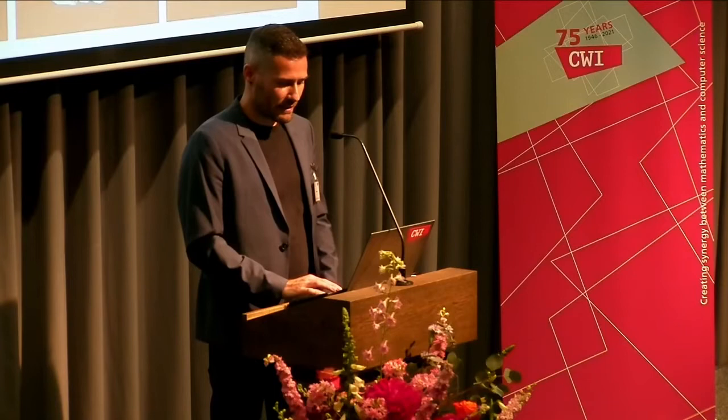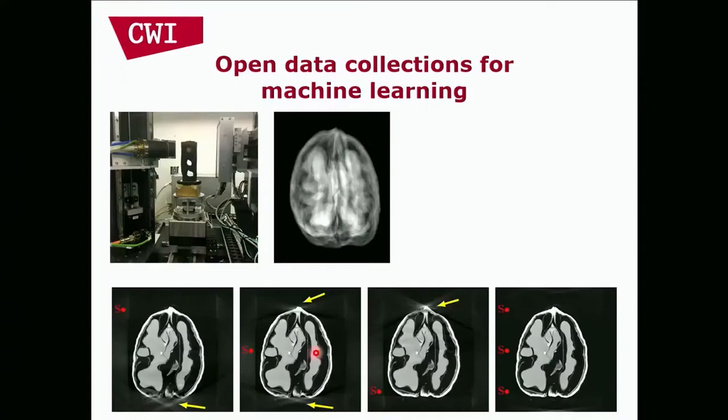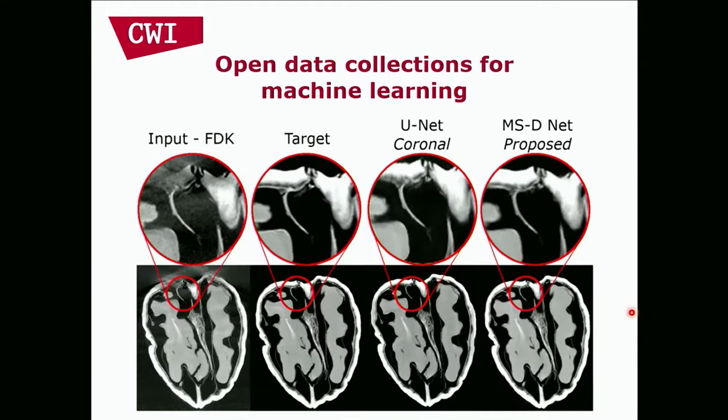If you have a particular scanning setup that you also have in skull imaging, the images that you get often suffer from artifacts. But if we combine the data we have cleverly, we get nice sort of ground truth reconstructions. Then you can train a network to try and remove those artifacts. Here's just an example of how this works.